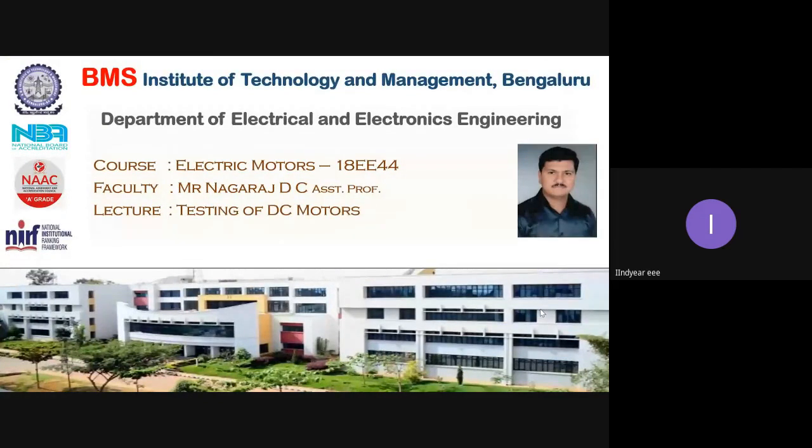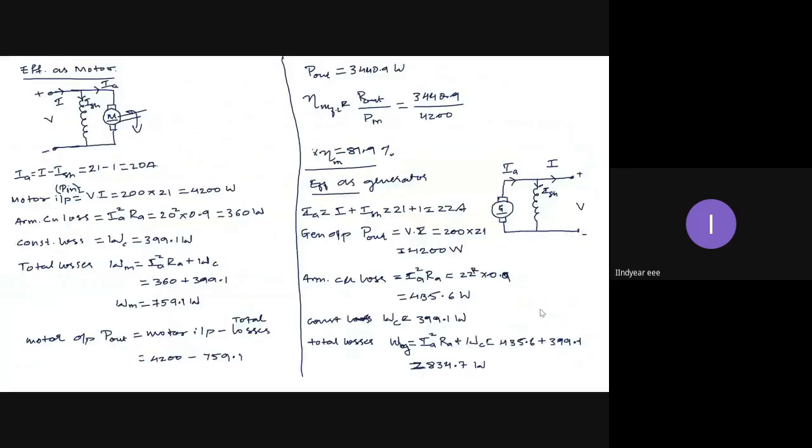We were looking into testing of DC machines, and we have seen the Swinburne's test. An example also we have seen the extra test class. Today also we look into the example. Okay, so the example was like this.